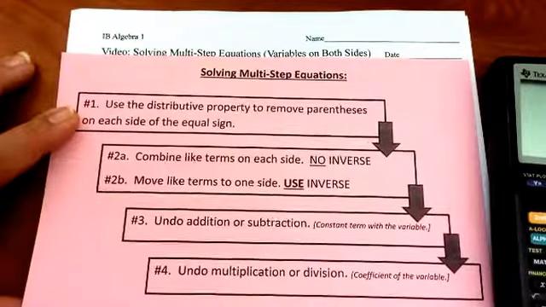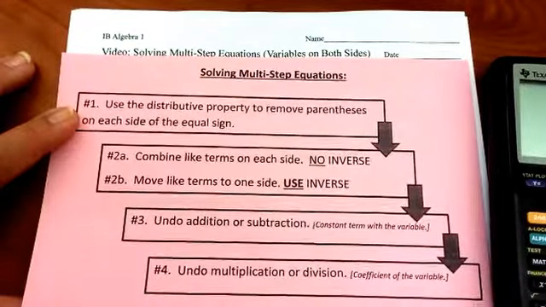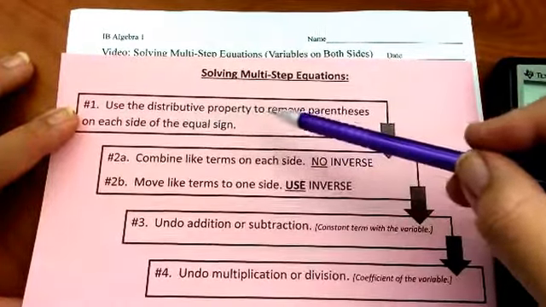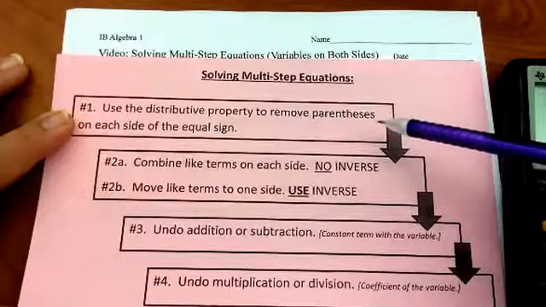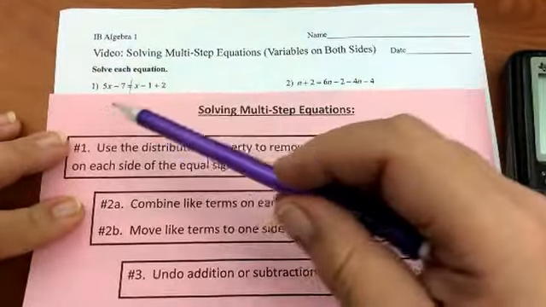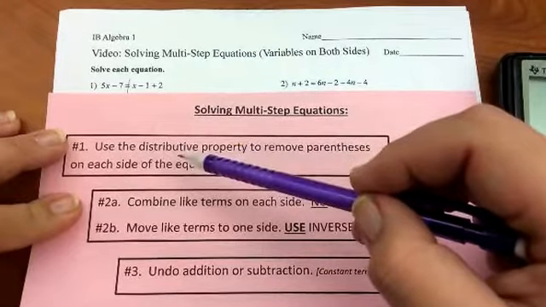Okay, when solving multi-step equations, we need to use this flowchart. First thing I'm going to look for is distributive property. What's going to tell me I have distributive property is if I see any parentheses. When I look at example number 1, I do not see any parentheses, so I'm going to skip that step.